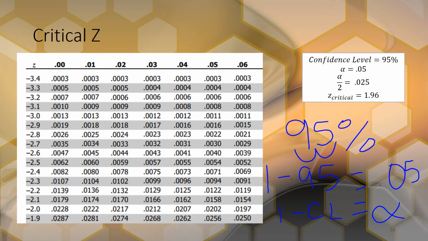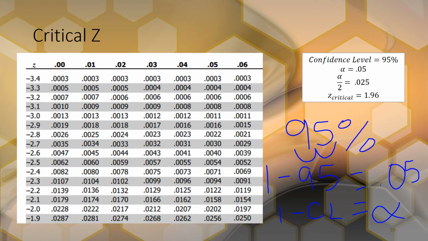And then you have to divide the alpha by 2 because we have 2.5% on one side and 2.5% on the other side. And so we're going to get the 0.025, and we're going to look that up inside the table, because the probabilities or the percentages or the proportions are inside the table and the z's are on the outside. So we're going from a probability out to the z value.